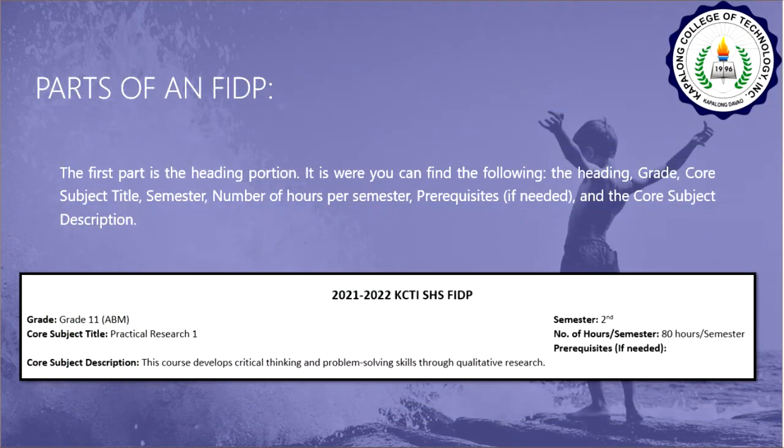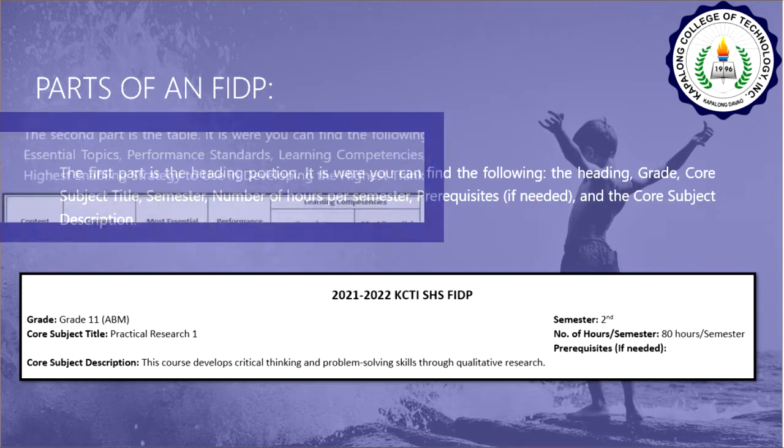The FIDP is divided into several parts. The first part is the heading portion. It is where you can find the following: the heading, grade, course subject title, semester, number of hours per semester, prerequisites, if needed, and the course subject description.